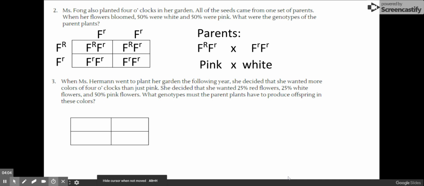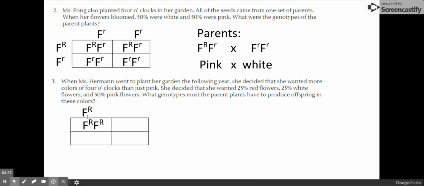All right, in our next example, we can see Mrs. Herman wants to have red flowers, white flowers, and pink flowers. So we need to know what the parent plant's genotypes need to be. First, let's fill in the boxes since we know what the offspring should be. So here's our red flowers, homozygous.